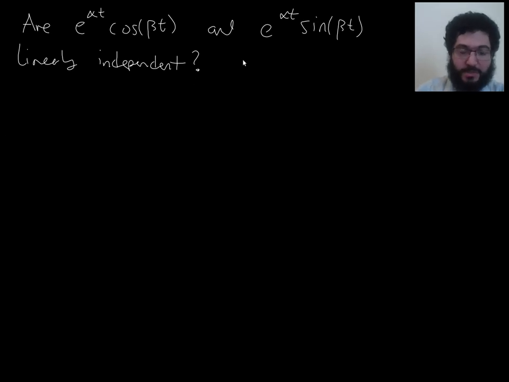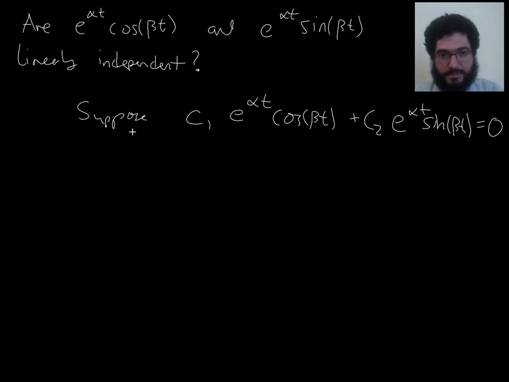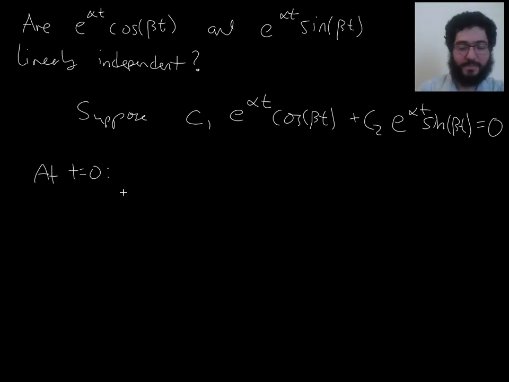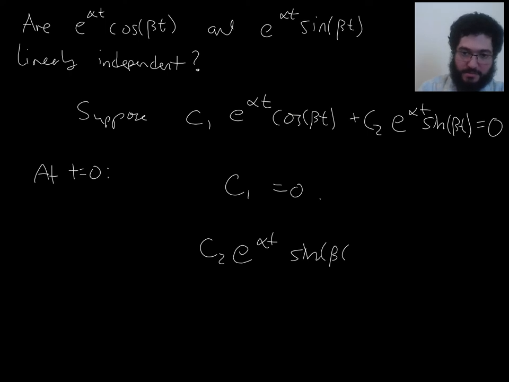So let's suppose we have a linear combination that equals 0 and see if we can prove from there that the coefficients have to be 0. We're assuming we have C1 times this one function plus C2 times the other one equals 0, and we want to verify that C1 and C2 have to be 0. Plugging in t equals 0, the sine vanishes, so the second term dies. And the cosine is 1, so I just get C1 times e to the 0, that's 1. So C1 equals 0. This can only hold at time 0 if C1 is 0. So that means we have C2 e to the alpha t sine beta t equals 0.